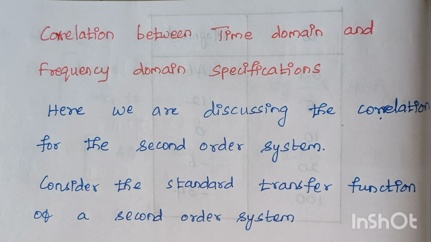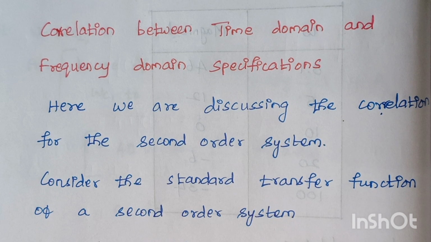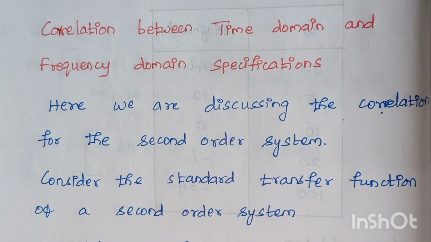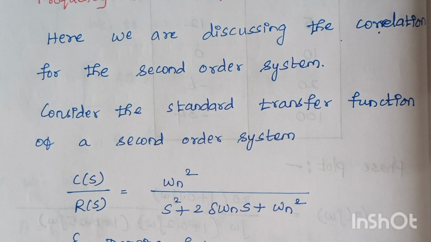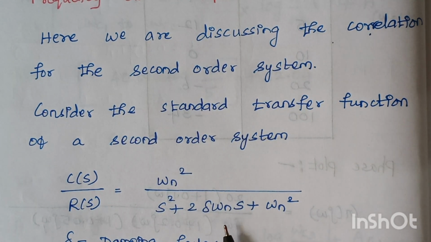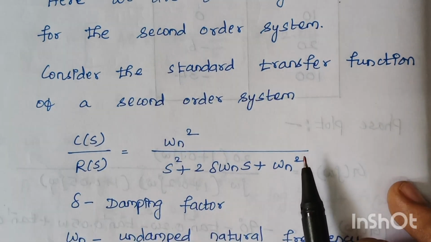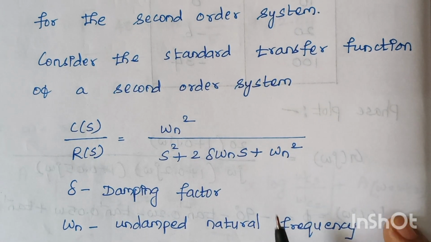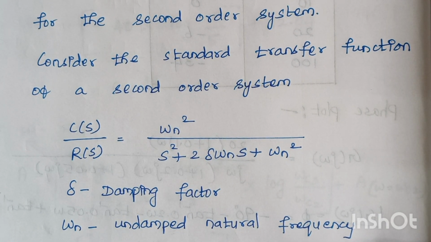Today we are going to discuss the correlation between time domain and frequency domain specifications. Just for our consideration, here we are taking a second order system. What is the standard format of a second order system? It is given by omega n square divided by s square plus 2 zeta omega n s plus omega n square. Here zeta is the damping factor and omega n is the undamped natural frequency.